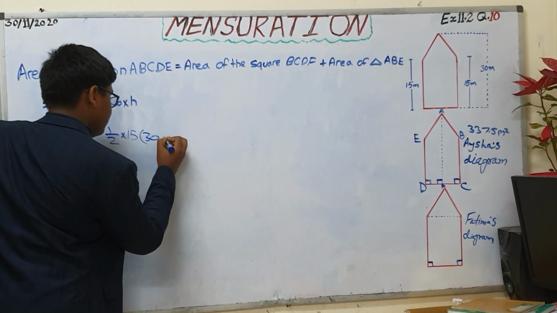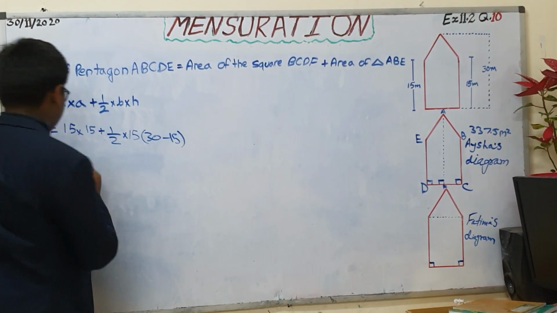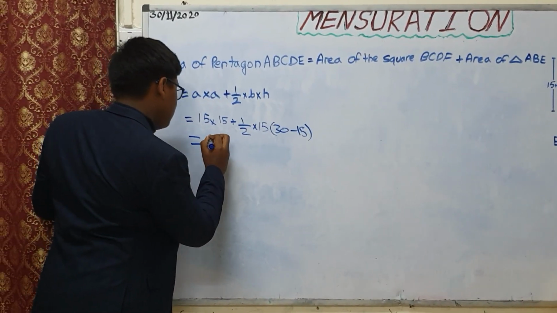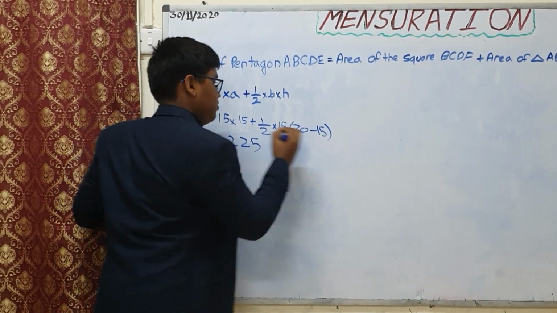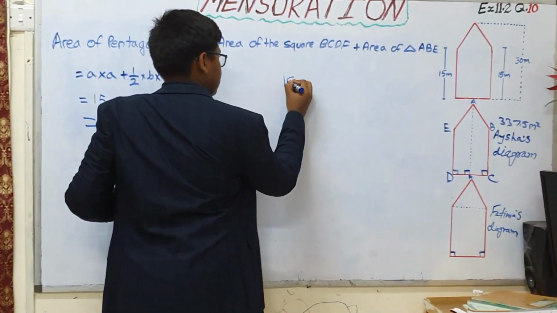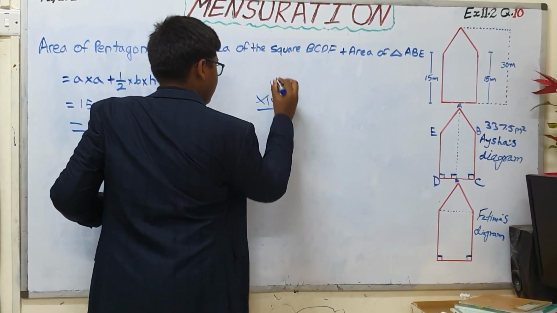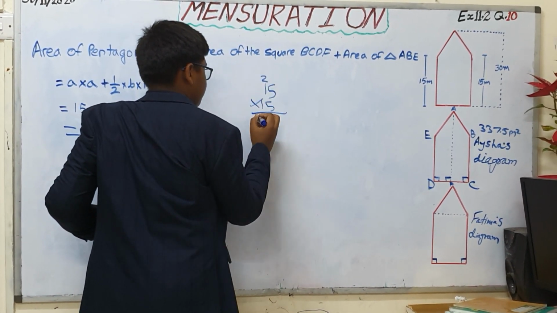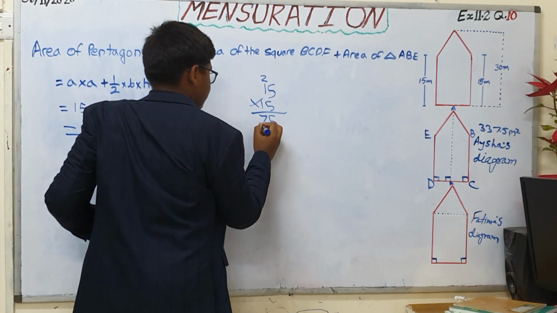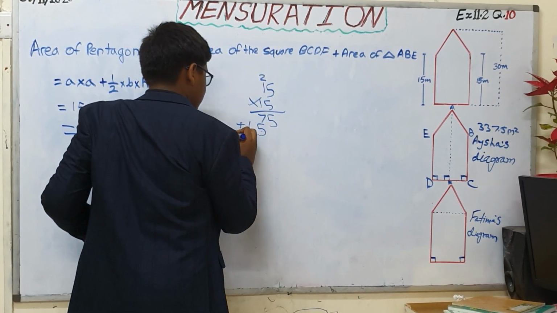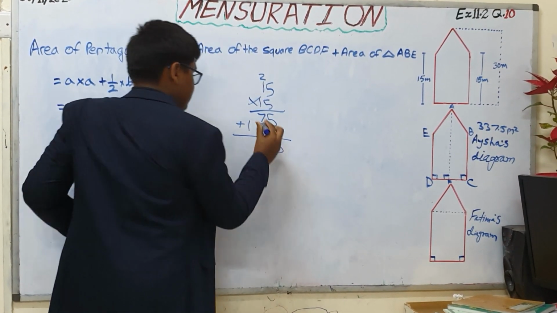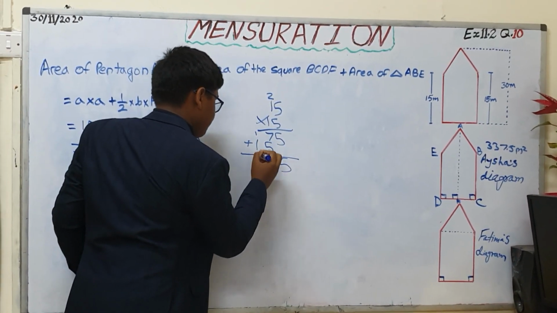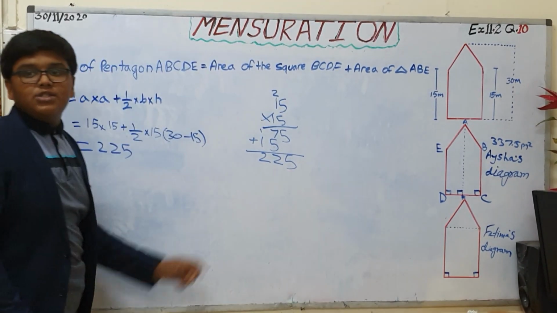So 30 minus 15. Now we have to multiply them both, which is 15 into 15, 225. Let's do it first. 15 into 15. So 5 5s are 25. Then 5 1s are 5 plus 2, 7. 1 5 is 5. Then 1 1 is 1. Then 5. Then 7 plus 5 is 12. Then 1 plus 1 is 2. So we got the answer 225.